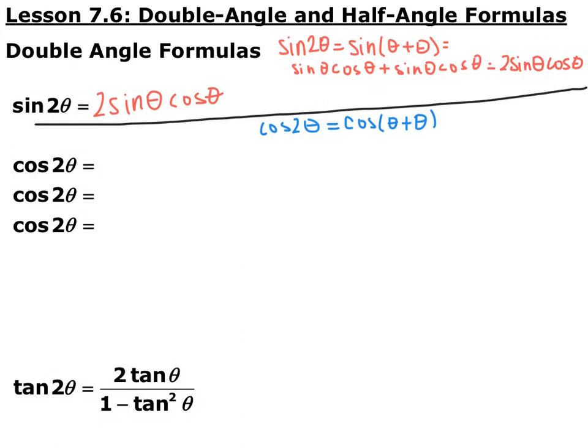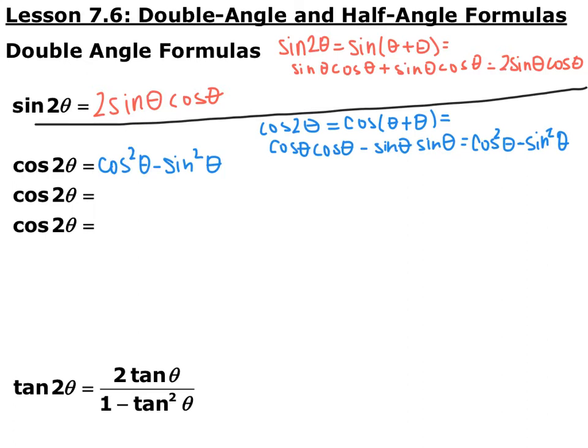So cosine of 2 theta, I'm going to do the same thing. Cosine of 2 theta is the same thing as cosine of theta plus theta. So I'm going to apply the sum formula for cosine. The cosine sum formula is the same trig function, opposite sign. So you get cosine theta times cosine theta minus sine theta times sine theta, again because your angles are the same. So you end up with cosine squared theta minus sine squared theta.